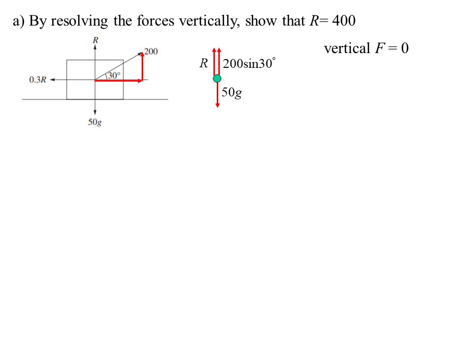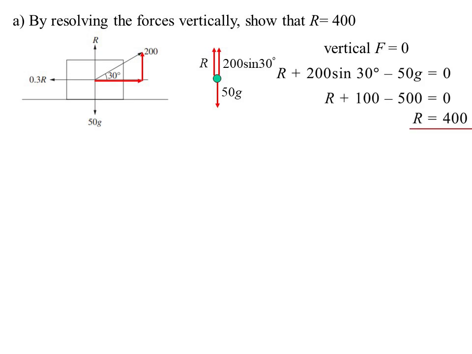Now I know the resultant of all that, the vertical forces, must be zero. It's not like the box is jumping off the ground, it's just staying on the ground. So the resultant force vertically would be zero. R plus 200 sine 30 minus the 50g, all going to add to be zero. If I make R the subject, we get our result. R is 400, which is what they wanted us to show.